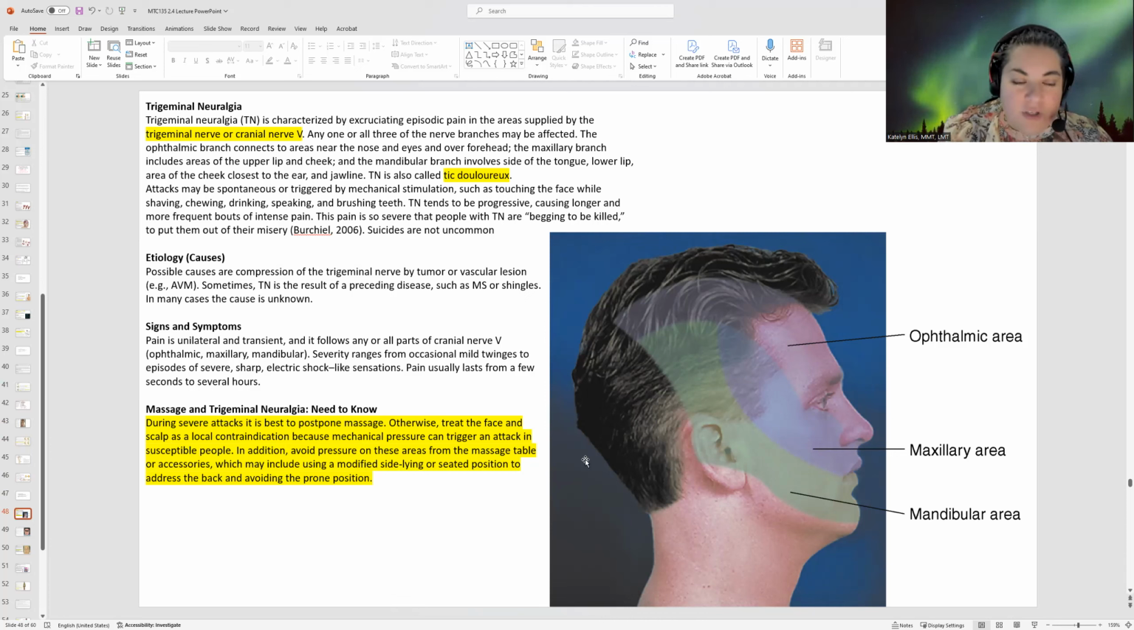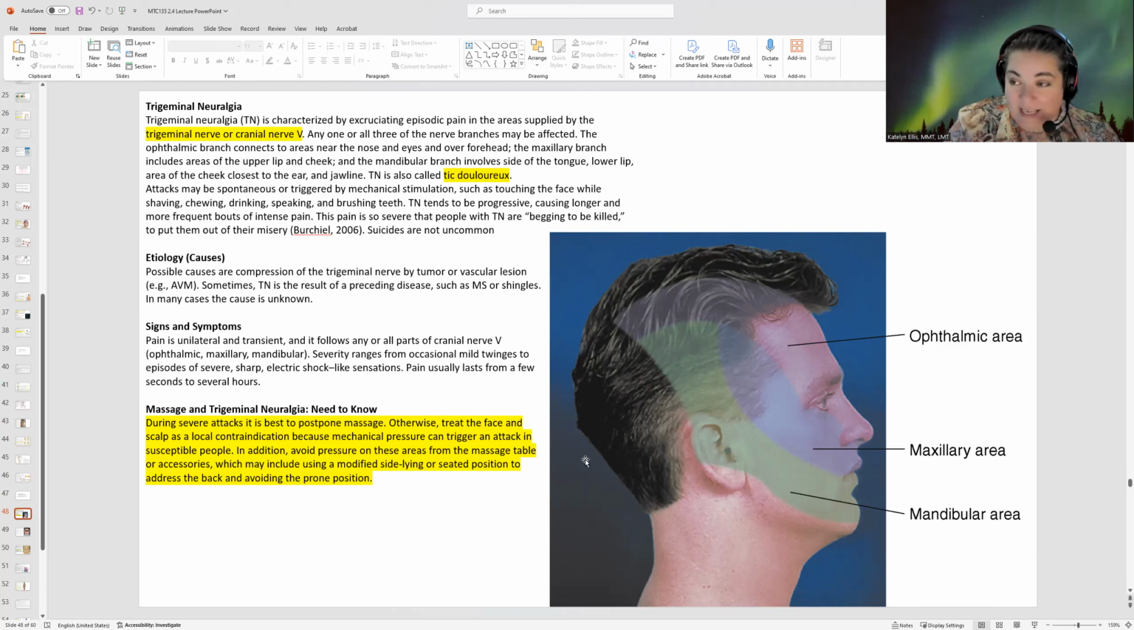Possible causes are compression of the trigeminal nerve by tumor or vascular lesion. Sometimes it is caused by preceding disease like MS or shingles. All right. It is usually unilateral. Remember, that means on one side, unilateral, lateral meaning the side, uni meaning one. It's unilateral, and it follows any or all parts of cranial nerve 5. All right.